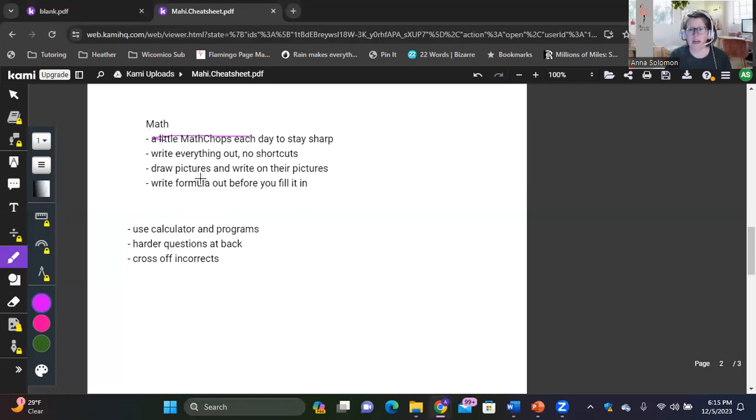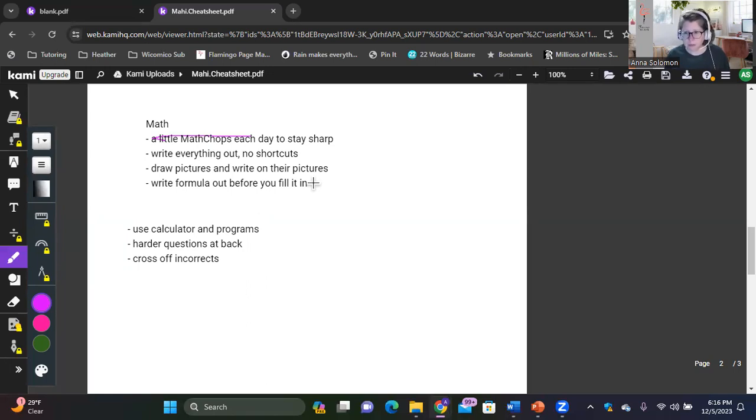But then we have write everything out, no shortcuts, for sure. This is how we avoid careless errors. Draw pictures, write on the pictures. See, that's another one. This isn't about being good. I mean, it's about being good at math, which you are, and it's about creating systems so you don't make mistakes. Because for you, it's not about what the math is. You're comfortable there. It's about avoiding the mistakes.